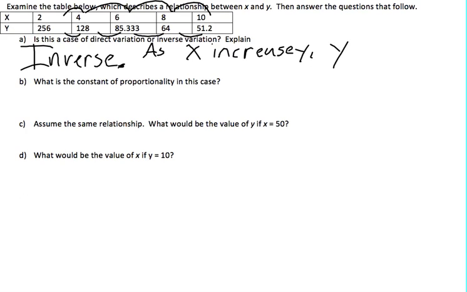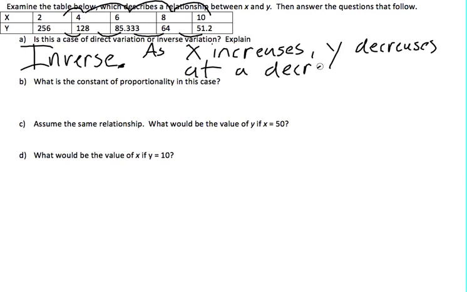y, oops, I wrote increasing. I was getting ahead of myself. Sorry for the typo. As x increases, y decreases at a decreasing rate. And I left off the word steadily. Really, we want to say as x steadily increases. It's a common mistake to leave that off. It's a common mistake even I made. So as x increases, y decreases at a decreasing rate.